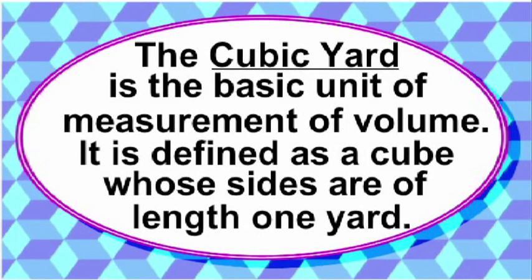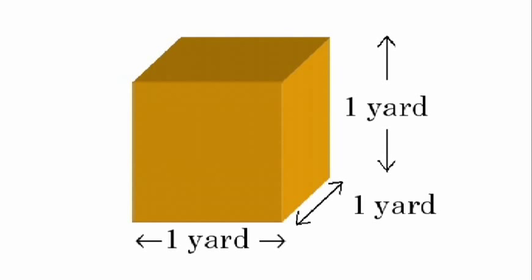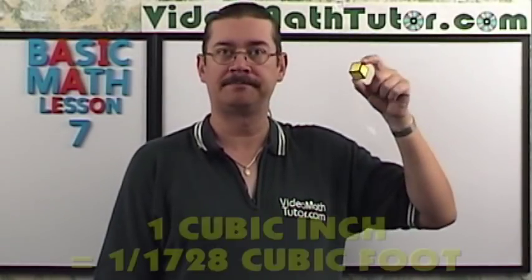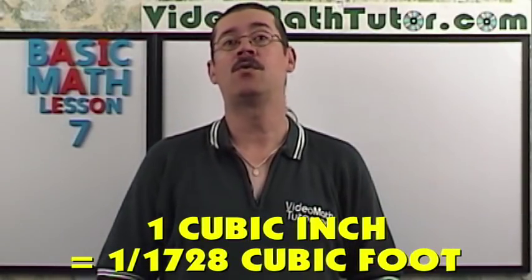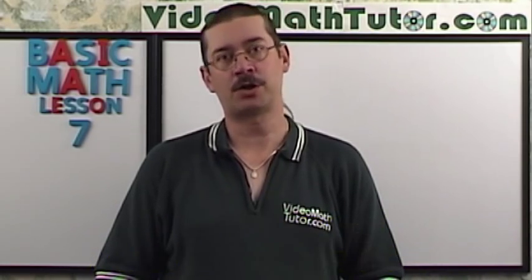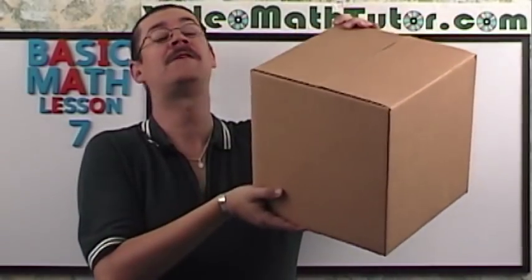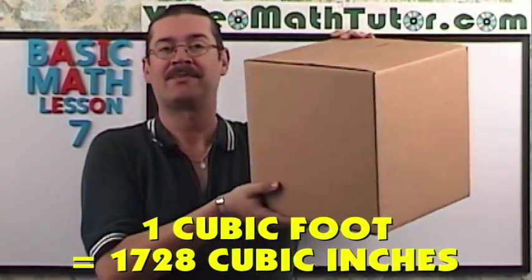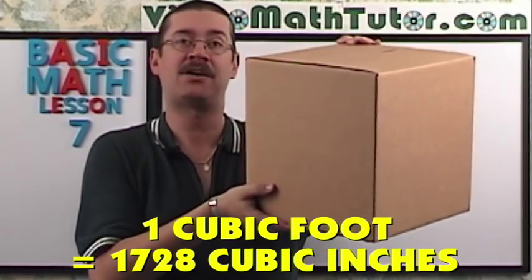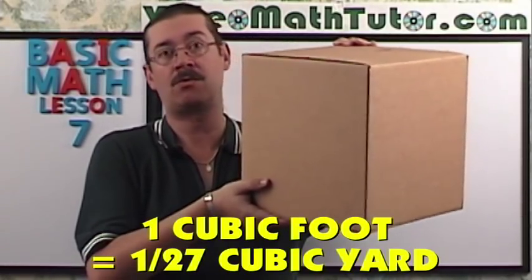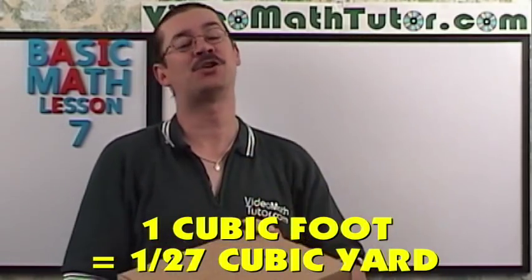The cubic yard is the basic unit of measurement of volume. It is defined as a cube whose sides are of length 1 yard. Here's 1 cubic inch. It is equal to 1/1728th of a cubic foot. Here's an example of a cubic foot. It is equal to 1728 cubic inches, or 1/27th of a cubic yard.